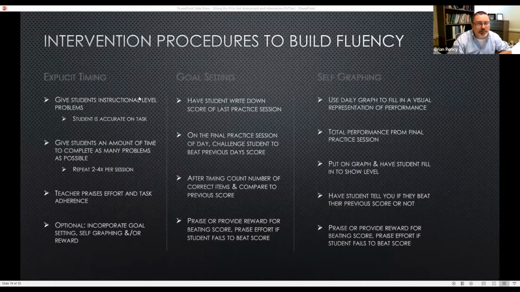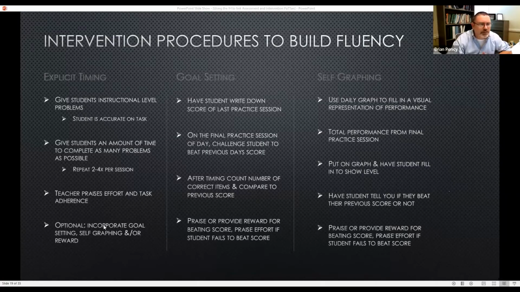All right, so explicit timing is nothing more than you provide students with an instructional level task, and it's, again, of high importance: do not time kids on things they cannot do or cannot do well. That is frustrating. That, if anxiety is caused by timed tests, is why, right? We're timing students on things they're not ready to be timed on. Give students an amount of time to complete as many problems as possible. Repeat 2 to 4 times per session. Praise effort and task adherence. And then I like to incorporate goal setting and self-graphing.